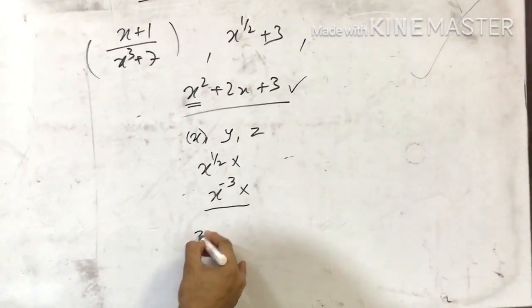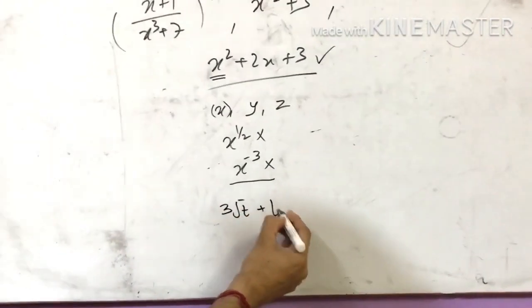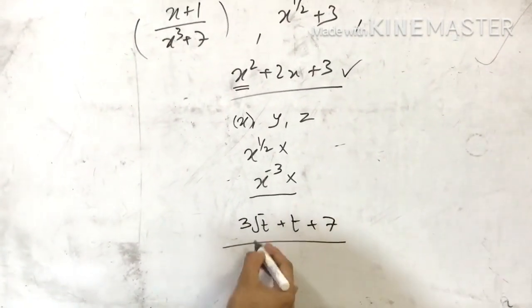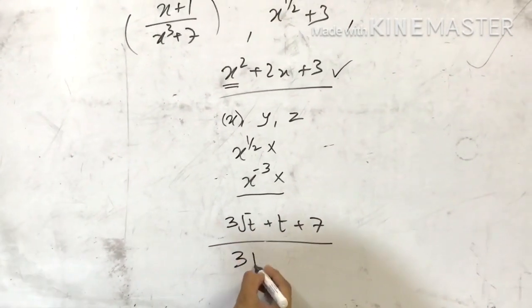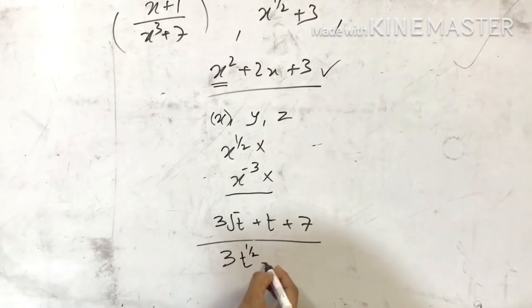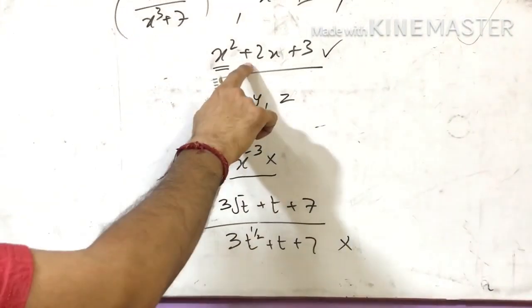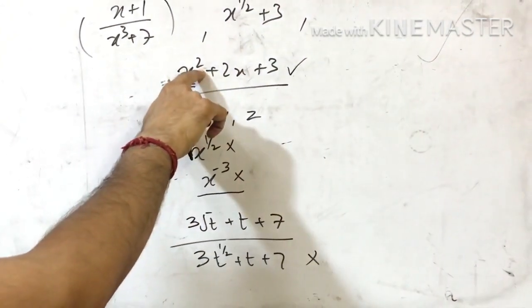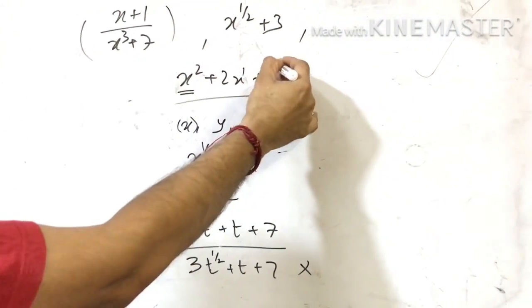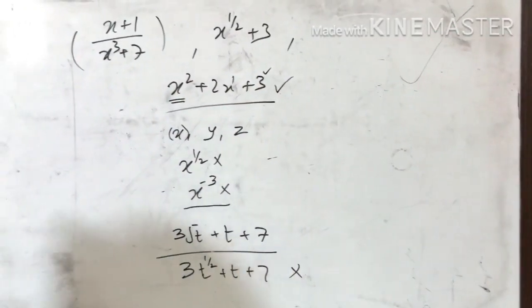I give you a few examples, like 3√t + t + 7. Here √t means t to the power half. That means it is not a polynomial. But this one, x² + 2x + 3, is a polynomial, because its powers are 2, 1 and this is a constant number. So this is a polynomial.